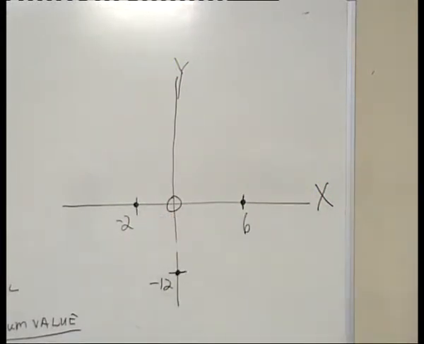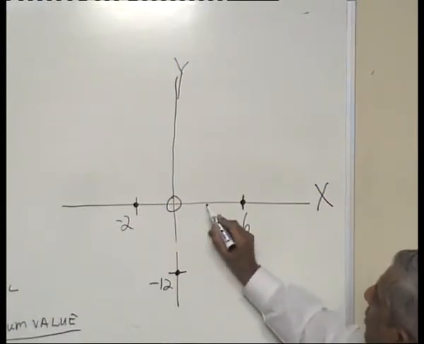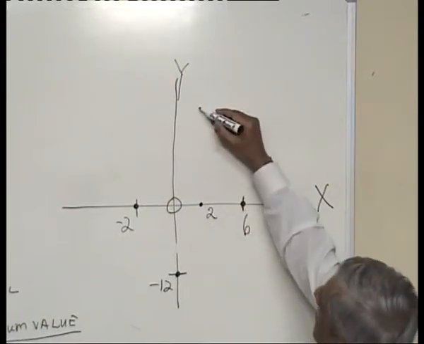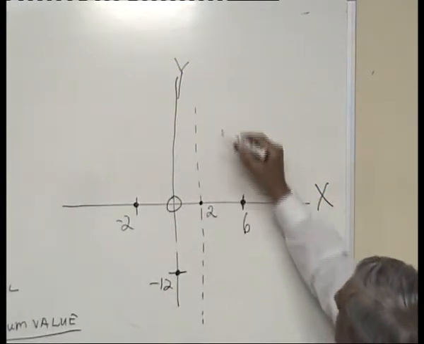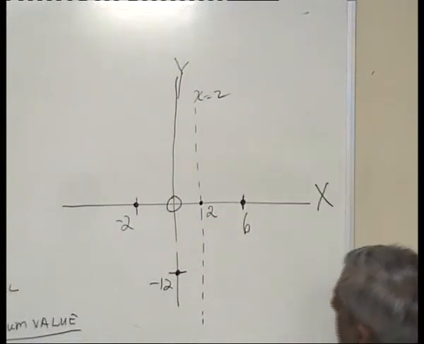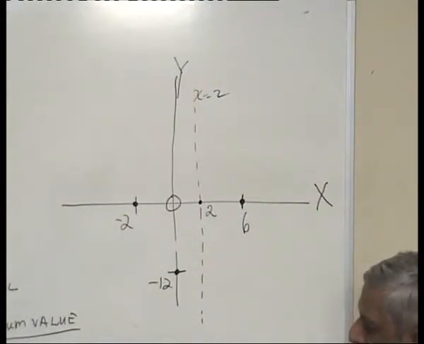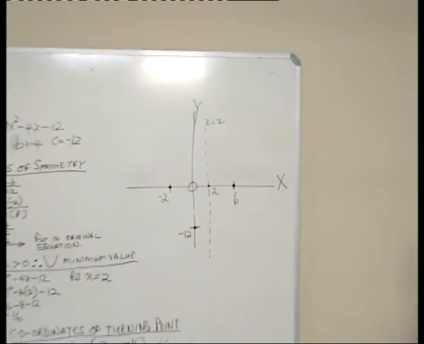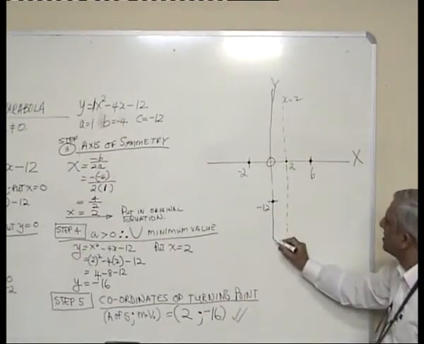Right. Now, what is the next one? Axis of symmetry. Axis of symmetry is 2. Now if 0 is here, 6 is here, then 2 is somewhere here. Now the axis of symmetry is going through 2. X is equal to 2. So there's your axis of symmetry. And finally, you want to put in your coordinates of the turning point, which happen to be 2, minus 16. 2, minus 16.